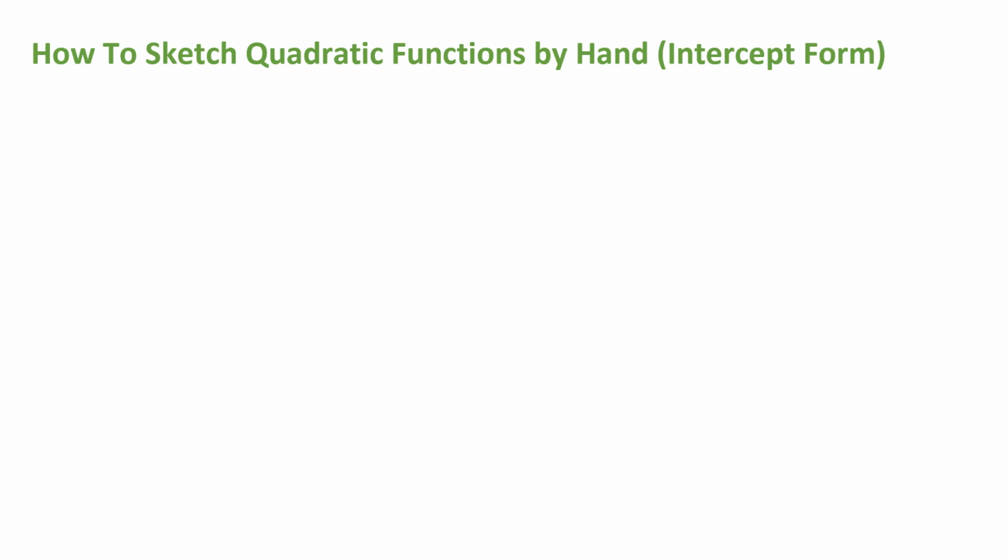Hey guys, welcome to my video series on graphing functions by hand. In this video, I'm going to go through how to sketch a quadratic function, i.e. a parabola, using the intercept form, which is just a fancy way of saying write the equation in factored form.